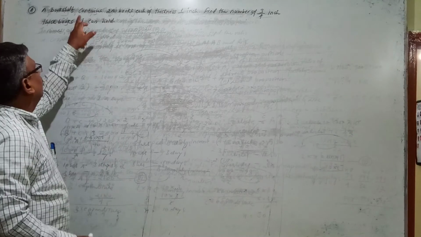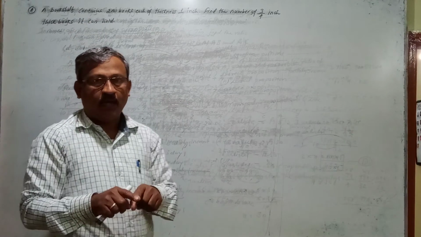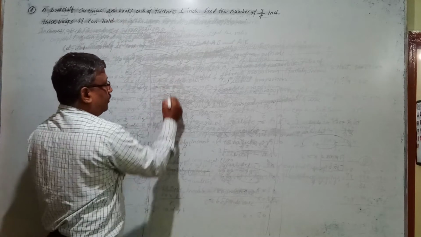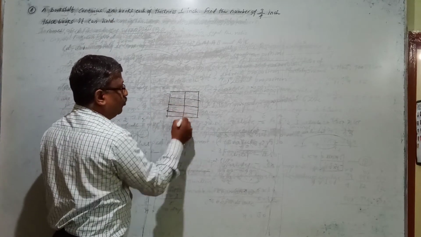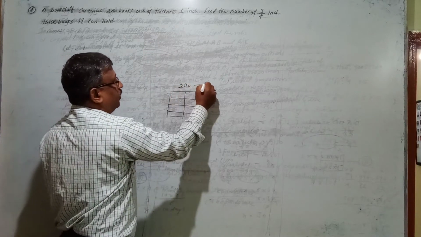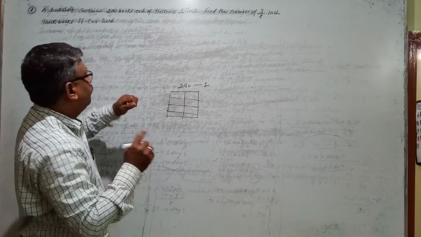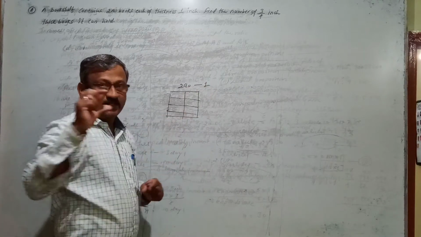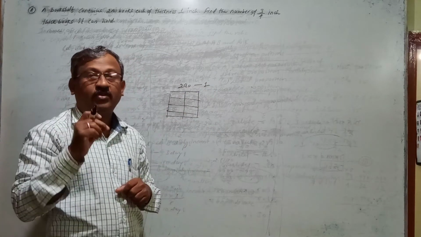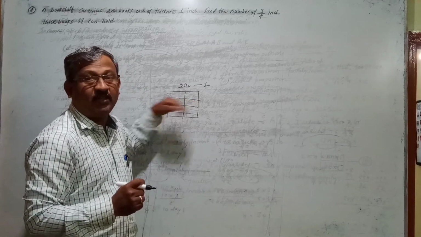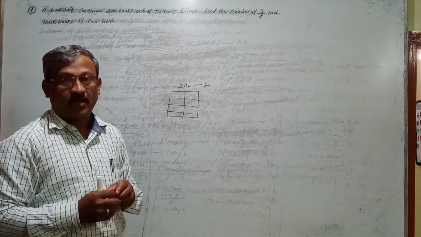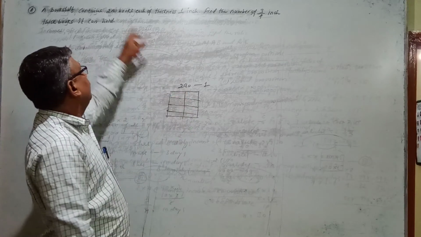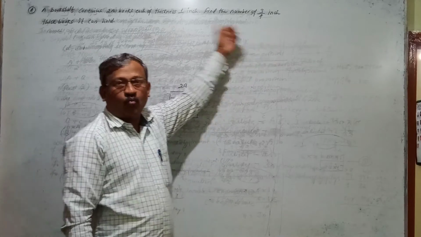So here there is a bookshelf, a book cupboard, and that cupboard can hold 240 books if the thickness of each book is 1 inch. The question is to find the number of 3/4 inch thick books it can hold. Means if the thickness of each book is 3/4 inch, how many books can we keep in this bookshelf? What they have asked you to calculate is the number of books, and they have given you the size of the book, 1 inch and 3/4 inch.